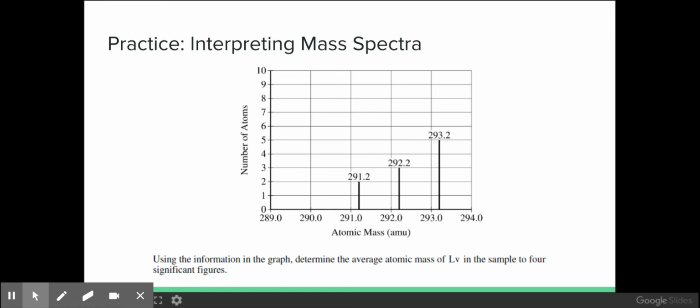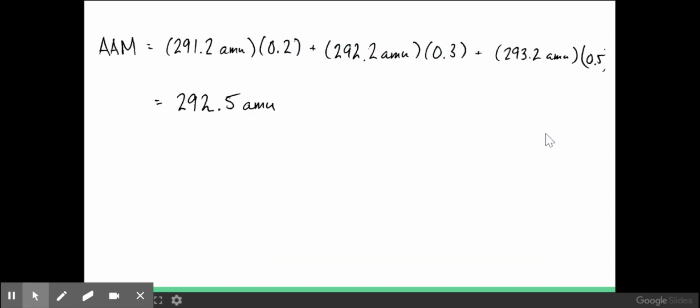So when I look at this graph, I can see that the masses are very clearly given to me, but the percent abundances are not. However, the number of atoms is given by the y-axis. So 2 total atoms in this sample had this mass, 3 total atoms had this mass, and 5 total atoms had this mass. That adds up to 10. So I can use those fractions, 5 out of 10, to say that 50% had this mass, 3 out of 10, or 0.3, had this mass, and 2 out of 10 had this mass. So that would be 0.2. Substitute that into my atomic mass equation, I can estimate its mass.